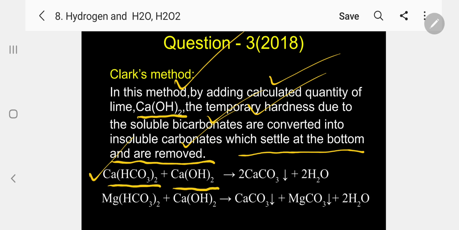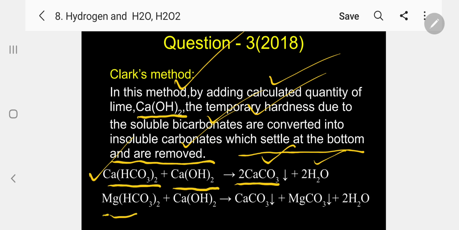When I heat with the calcium hydroxide, what is happening? I am getting calcium carbonate. It is a precipitate. You know the convention, arrow pointing downward, precipitate, water is there. So when you filter calcium carbonate, the water will be getting softened. So temporary hardness we can easily remove by heating with calcium hydroxide. So this method is called Clark's method.